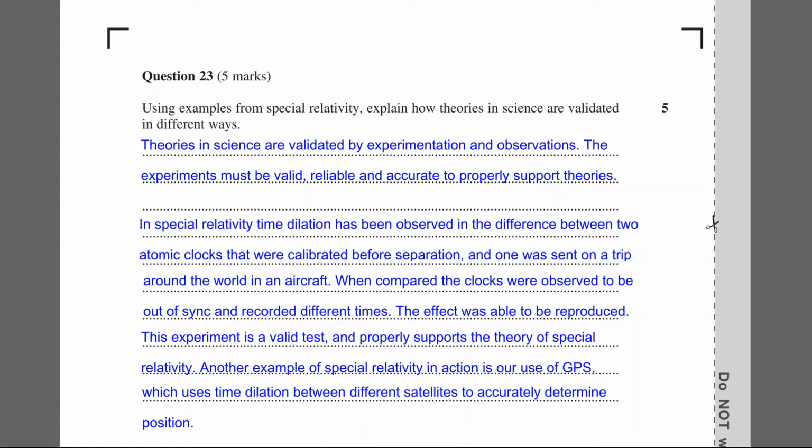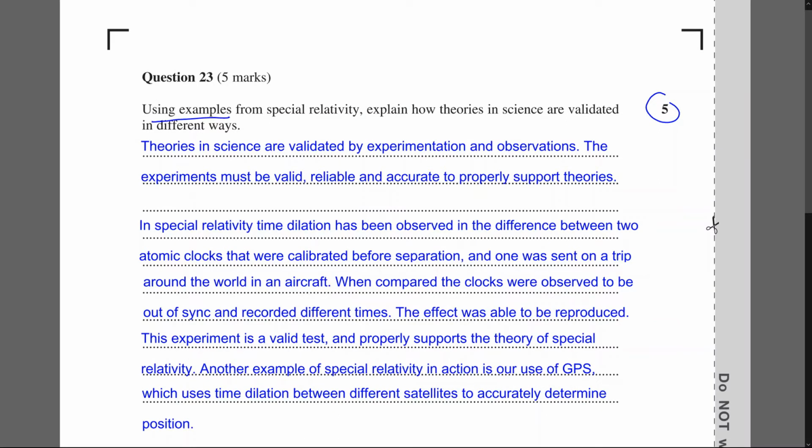Now, when I was preparing this answer for this question, I looked at how many marks it's worth. It's worth 5 marks. That means it's probably going to require a fair bit to the answer, I should say. It says, explain how theories in science are validated in different ways, using examples. So the key words there are, using examples, and explain how theories in science are validated in different ways. So we're going to validate a test or hypothesis or theory through different methods.